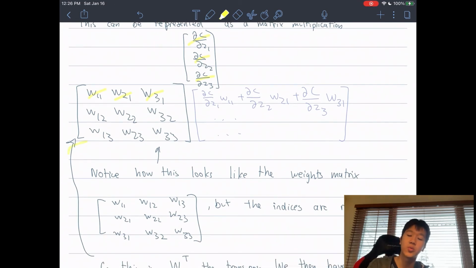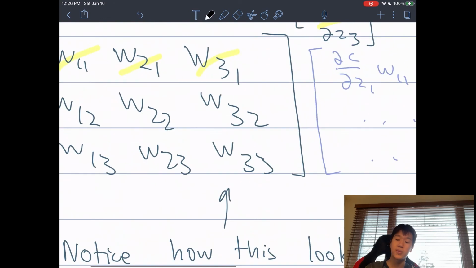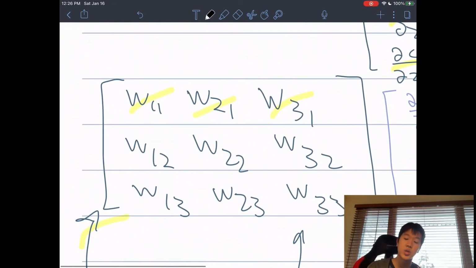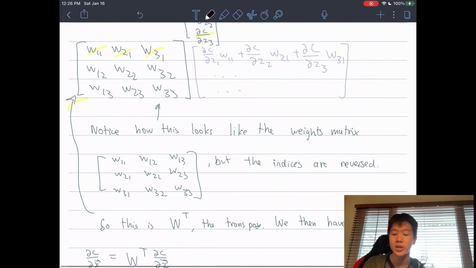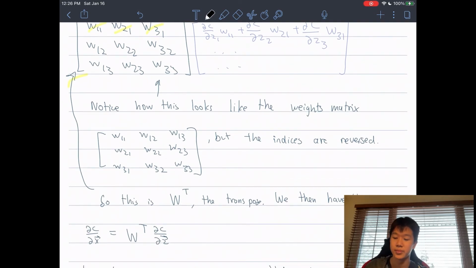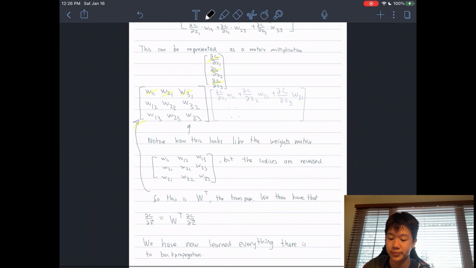So this looks like the weight matrix, but it's actually the weight transpose. These are the original weights, W11, W12, W13, but here it's W11, W21, W31. So I and J are swapped. The first index and the second index are swapped. To re-swap them back, we know that it's just going to be a transpose. So this is just weight transposed.